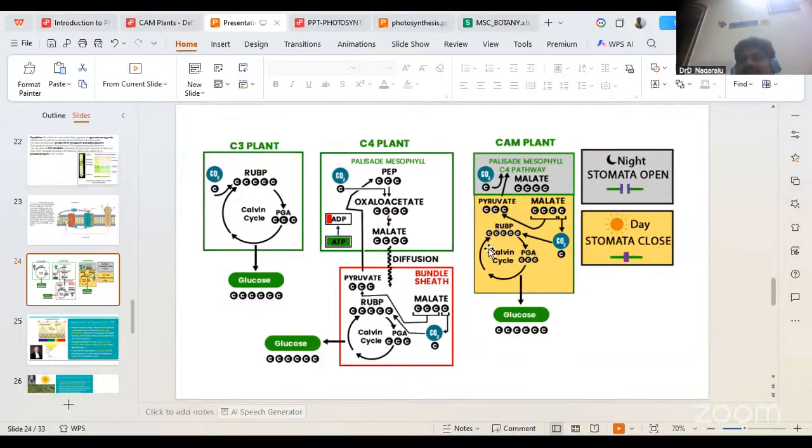In the dark reaction, the major utilization is of carbon dioxide. Here carbon dioxide reduction is taking place, whereas water oxidation and reduction take place in the light reaction. These are the three different cycles. We will go through each one.